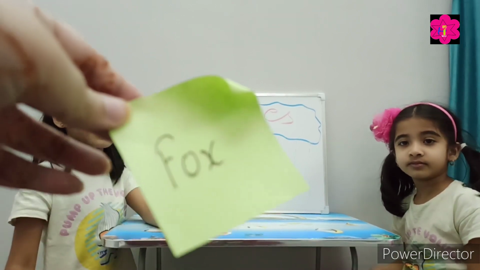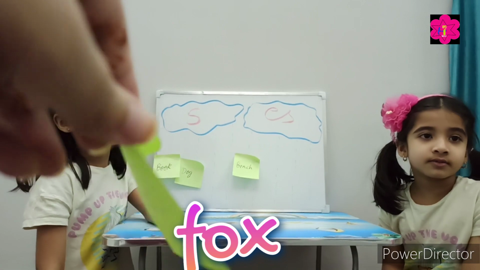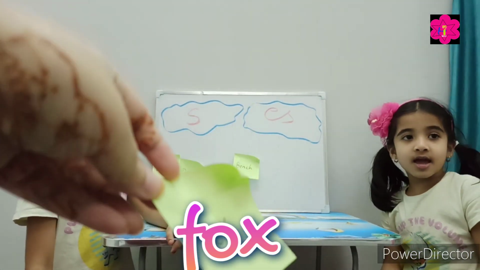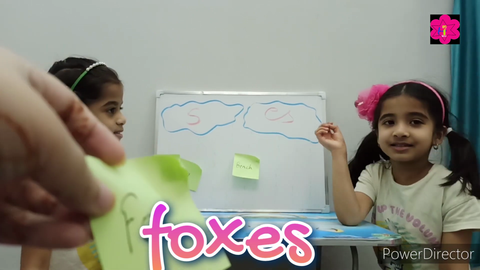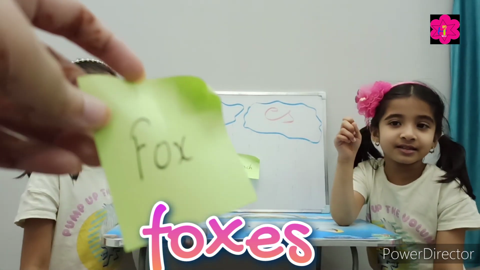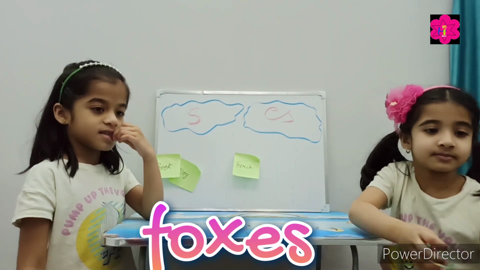Okay, now the next word is... What's the next word? Fox. Fox. What do we put? S. No, not S. ES. Why? Because there is the X. Yes. You have to put ES there.